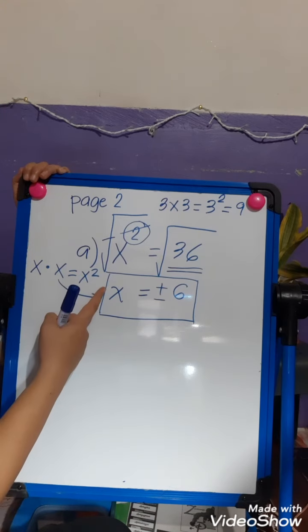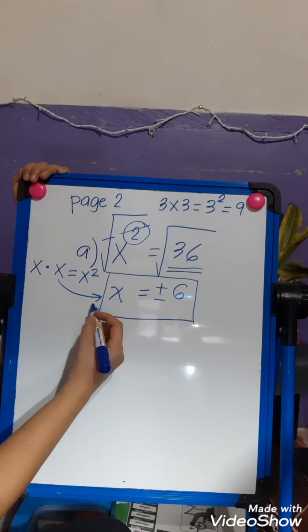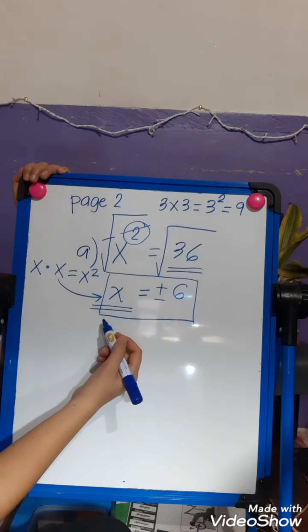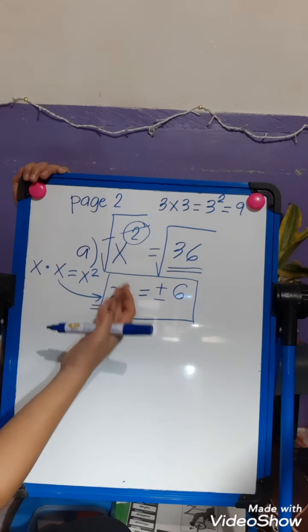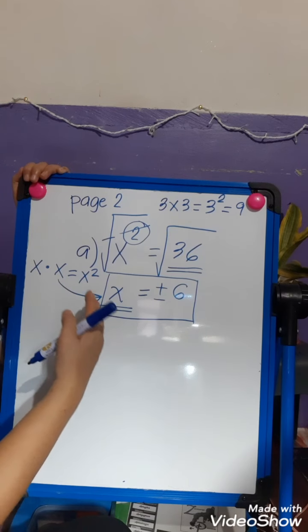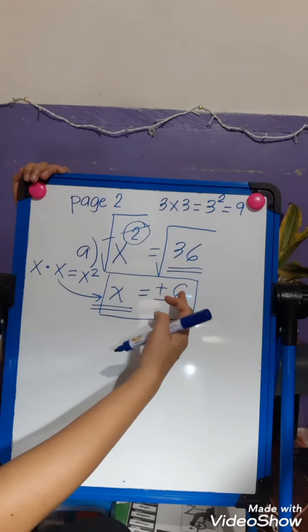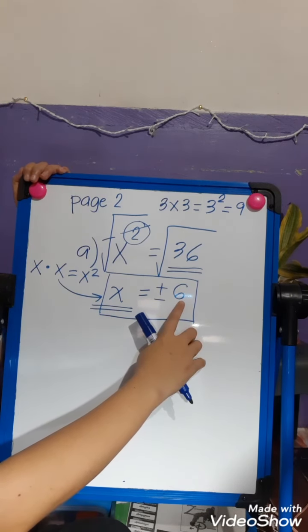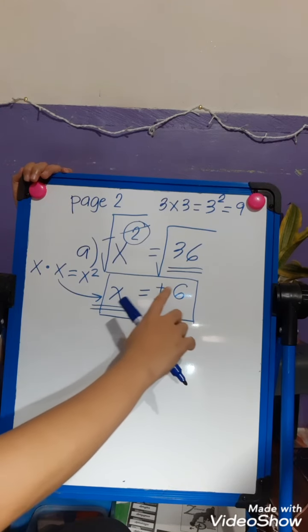You don't have to indicate the positive and negative sign for x because this is just an arbitrary letter. So, pwede siya maging bisag unsa. So, ang importante lang guys is i-indicate na ang plus and minus sign pag fixed number or constant.